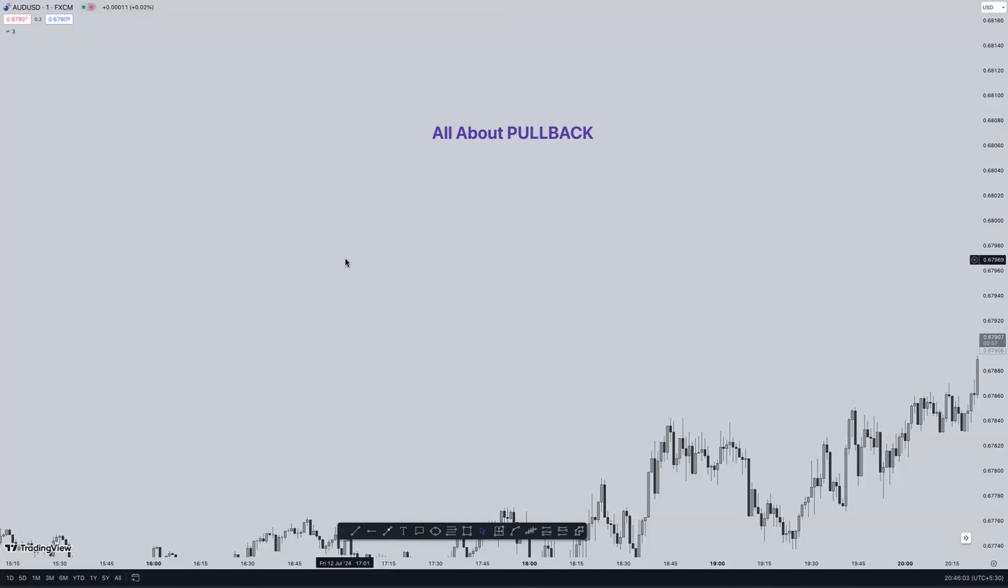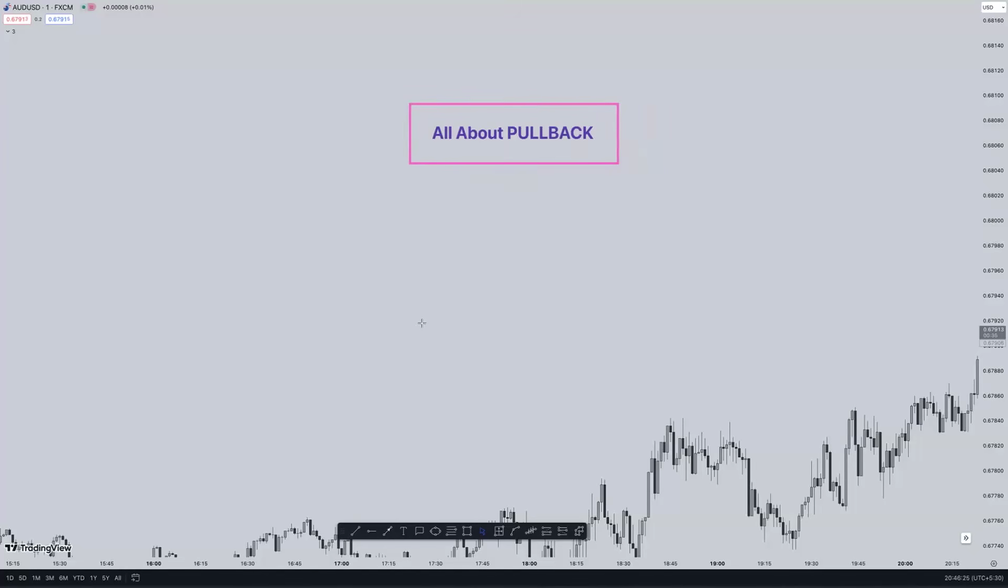That's why the pullback is important, and a lot of people are not aware of it. You need to understand how a pullback works, because then marking the structure and other things becomes very easy. So now we are going to talk about the pullback.